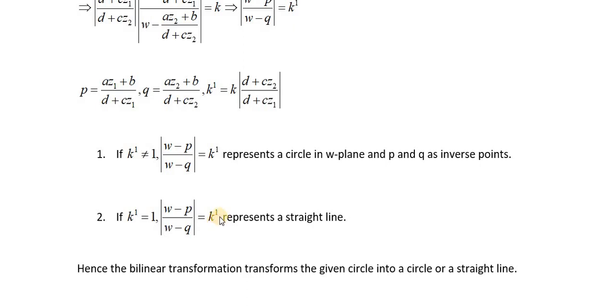If K dash equal to 1, this equation represents a straight line. That's why circles are mapped to a straight line. So, the fourth property is proved.